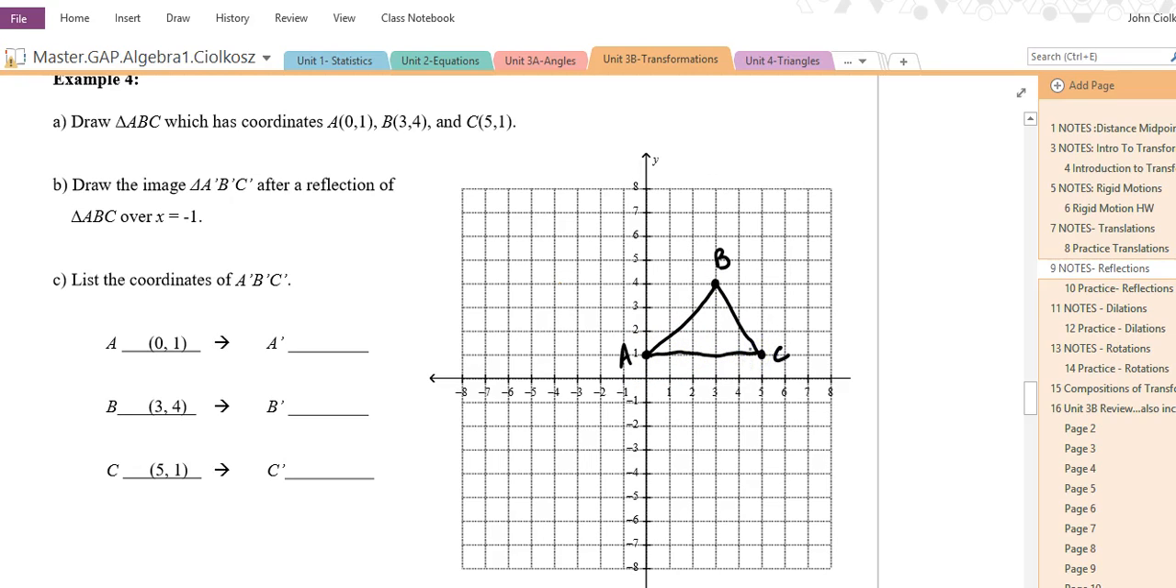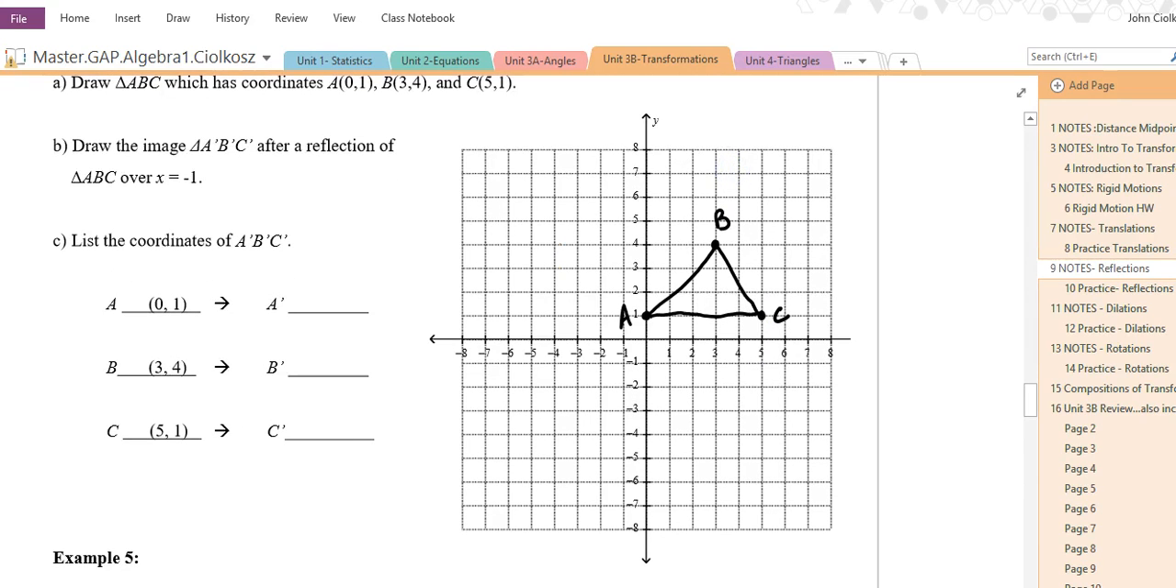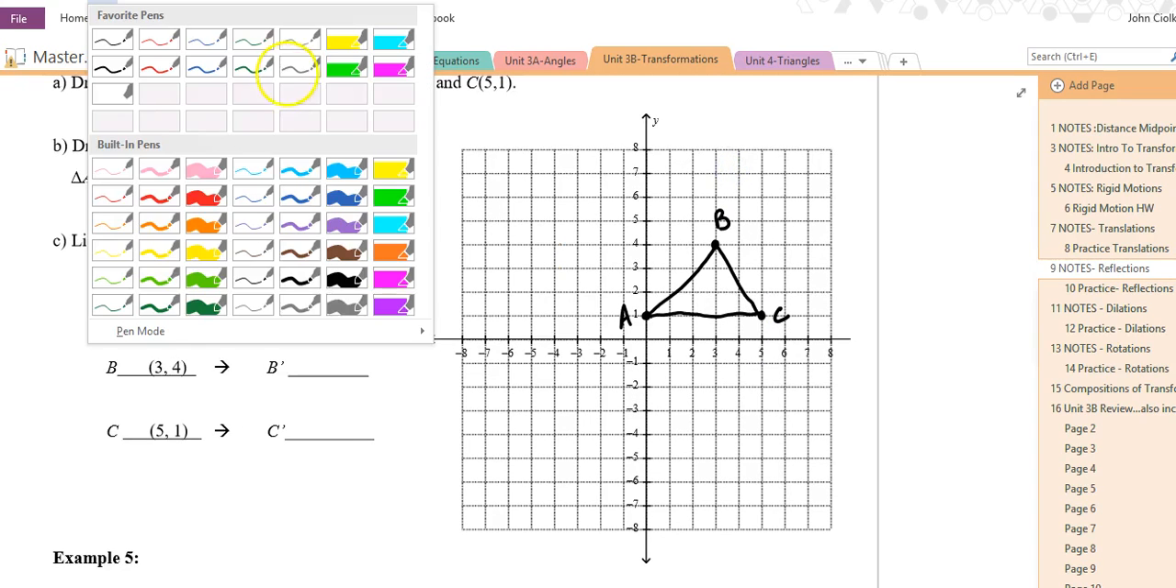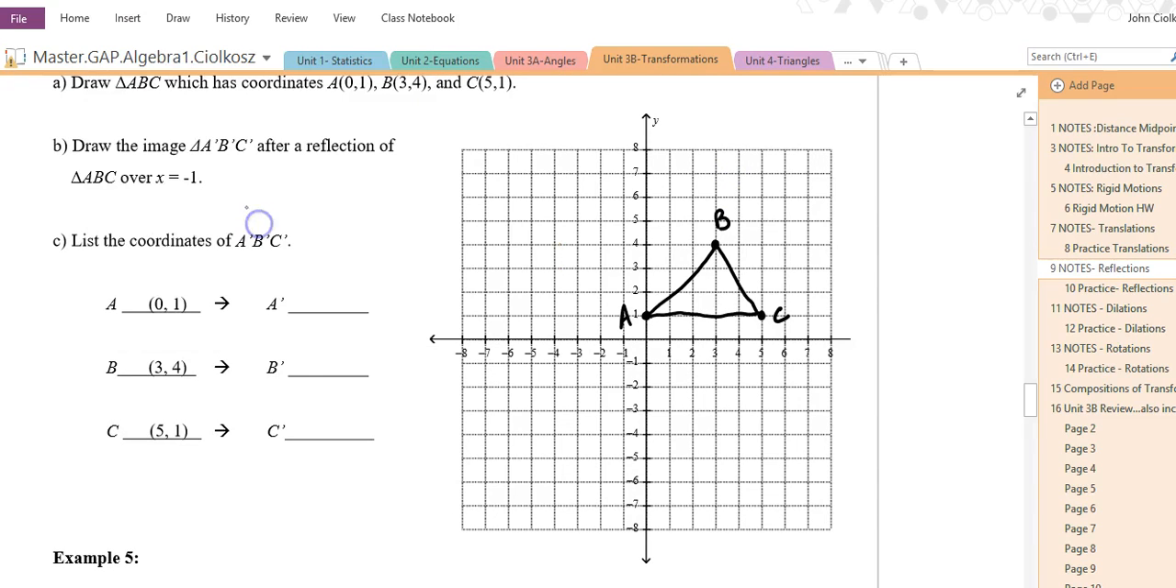Now, we're going over the line x is equal to -1. So let's make this purple just so it's easy to see. So x equals some number. That's a vertical line. They go up and down. If I had y equals some number, that's a horizontal line. They go left and right. So it's a vertical line through -1. So here would be my line of reflection.